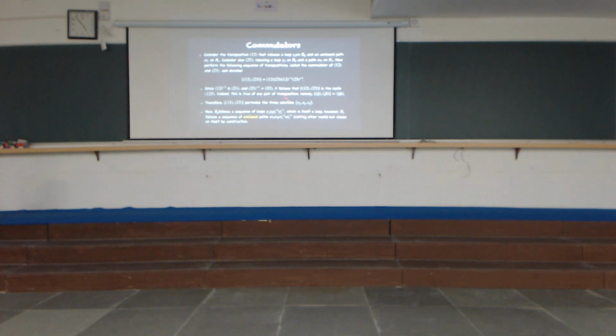Therefore, (1, 2) and (2, 3) permute the three solutions. A cycle is actually permuting the three solutions. Now, R0 follows a sequence of loops, gamma 1, gamma 2, this is the commutator. Nothing much is going to happen because that's a continuous function and a loop remains a loop. But R1 follows a sequence of unclosed paths: omega 1 first, then omega 2, but then omega 1 inverse, omega 2 inverse, visiting other roots, but closes on itself by construction.